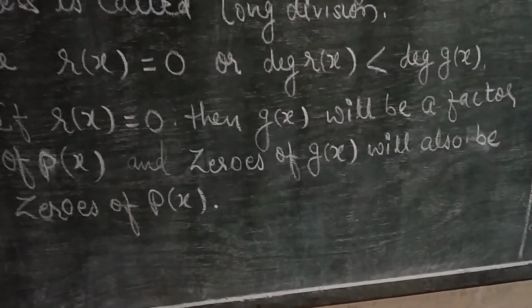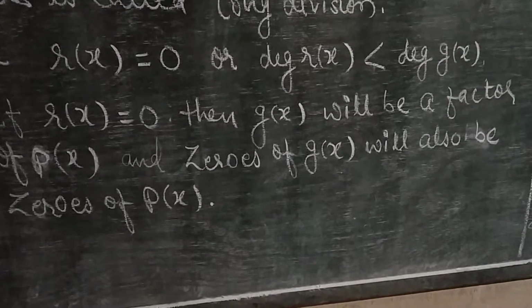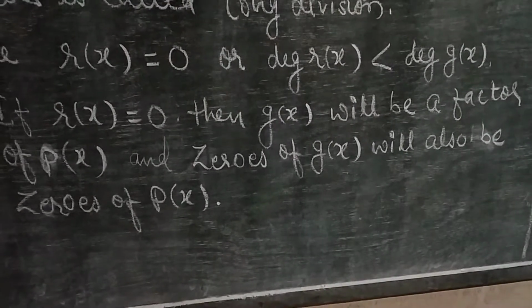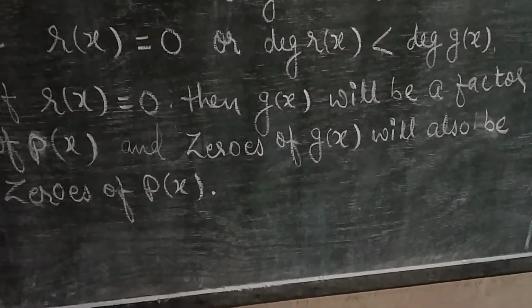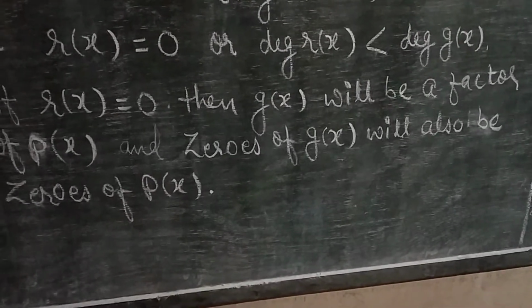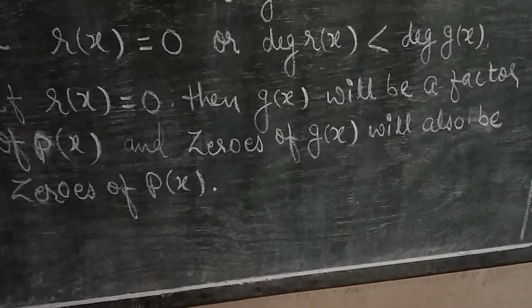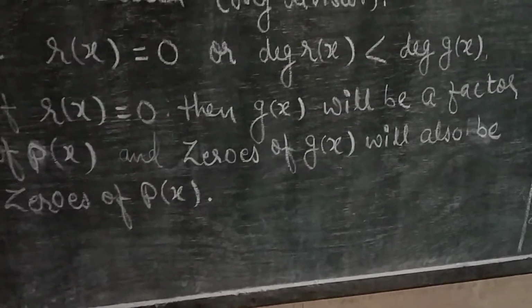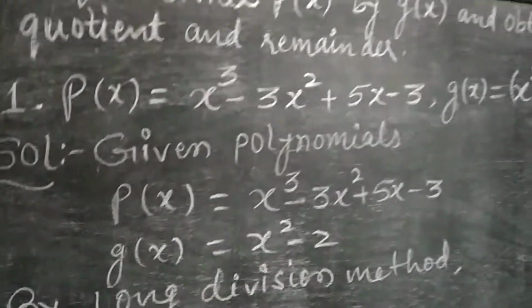Suppose x equal to 1 is a 0 of g of x, then in this case x equal to 1 will also be a 0 of p of x. So g of x and p of x both have the same 0. Okay, so now we will take one example.